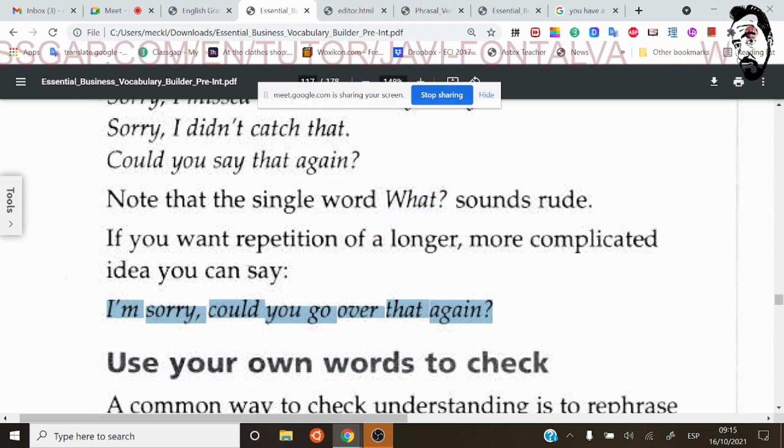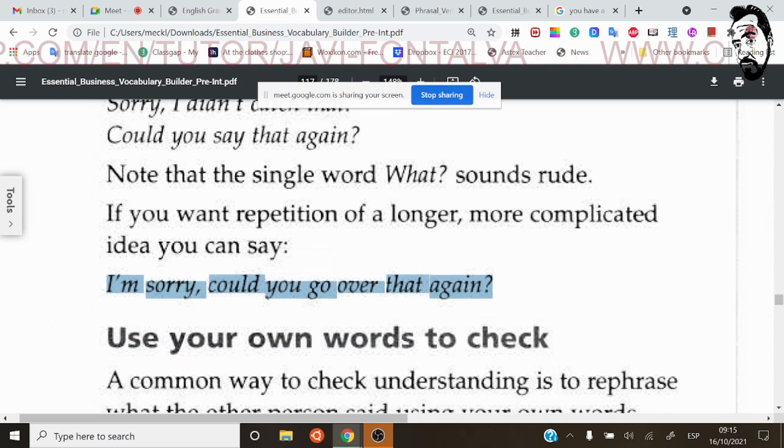Okay, so another way to say repeat that again, you could say this. I'm sorry, could you go over that again? Could you explain again? Basically, that's what it means. Could you explain that again? Could you go over that again? I'm sorry, could you go over that again?